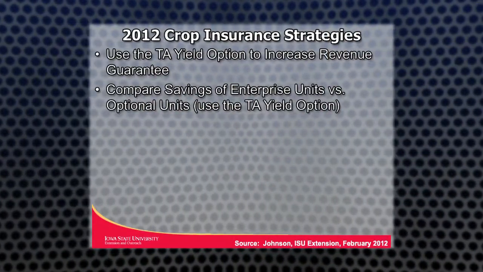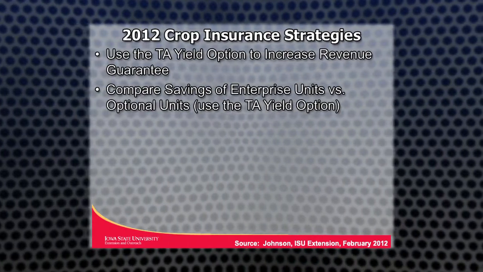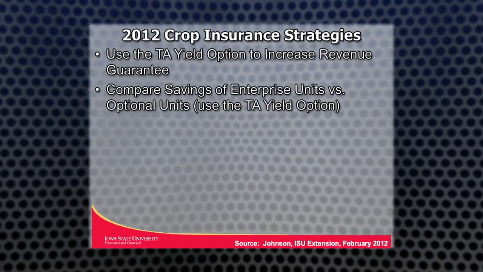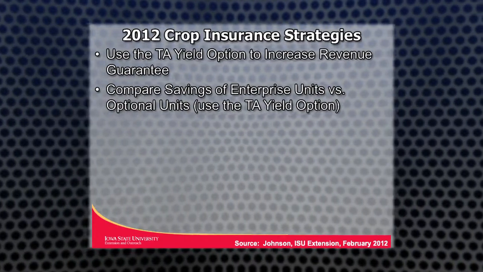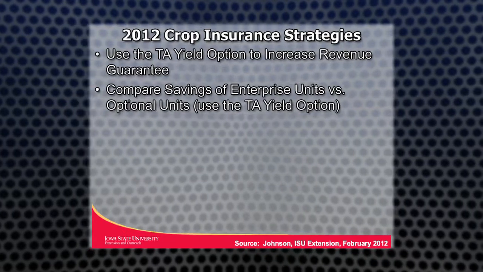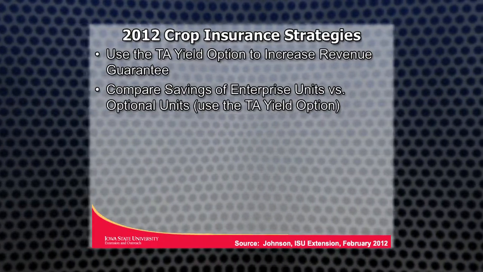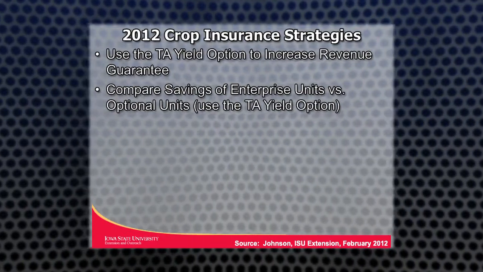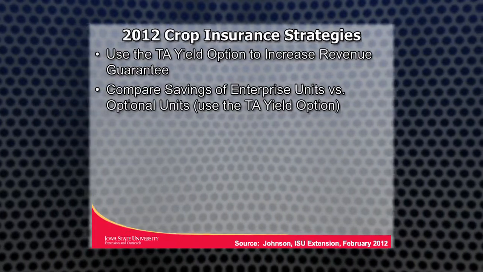Number 2, I think a producer needs to compare the savings that they're getting from enterprise units. Again, enterprise units are heavily subsidized, and this is the 4th year of that subsidy. But when you have enterprise units, you're covering all cornfields in the county. You're not creating separate coverage by section. That's called optional units. So understand the difference between enterprise and optional units. But I think in both cases, I'm going to encourage producers to take the TA yield option.